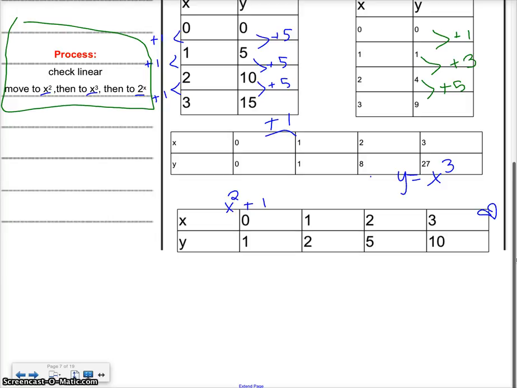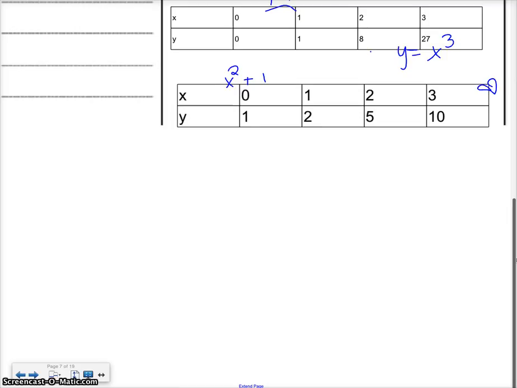Notice what I did. I said 0 squared, 0. I didn't do that here because 0 squared is 0. I'm doing that here because 0 squared is 0. How do I get to 1? I plus 1. Try it here. What's 1 squared? 1. Plus 1, 2. What's 2 squared? 4. Plus 1, 5. Ooh. What's 3 squared? 9. 9 plus 1 is 10. So that's my equation: y equals x squared plus 1. It's difficult, but follow that process.